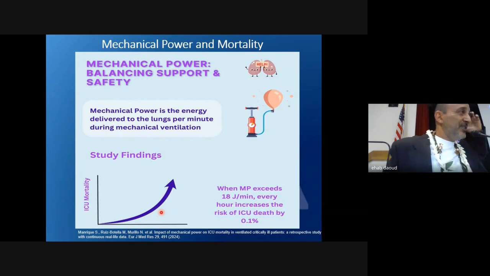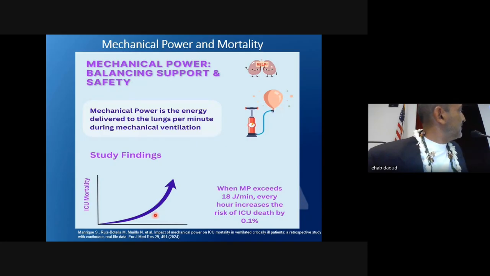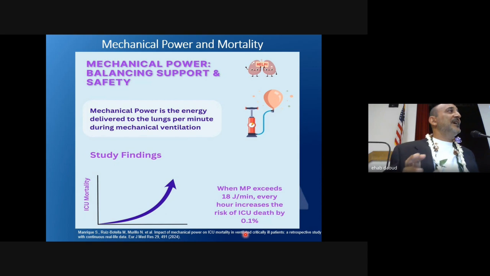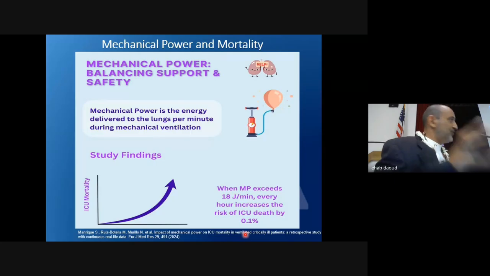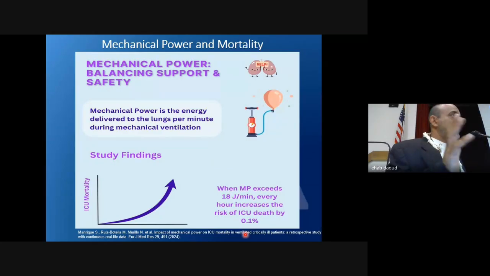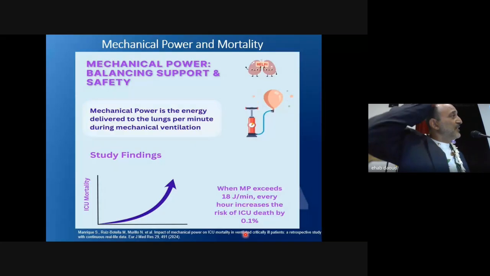This is a scary one, and it just came out a couple of months ago. It shows that when mechanical power exceeds 18, every hour increases the risk of ICU death by 0.1%. Every hour. And when I try to calculate our mechanical power, the patient is breathing at 30, their volume, their pressure is such and such. Sometimes I get 25, 26, scary numbers. Every hour you were increasing the risk of death. So imagine if we left them there for 4 or 5 days.